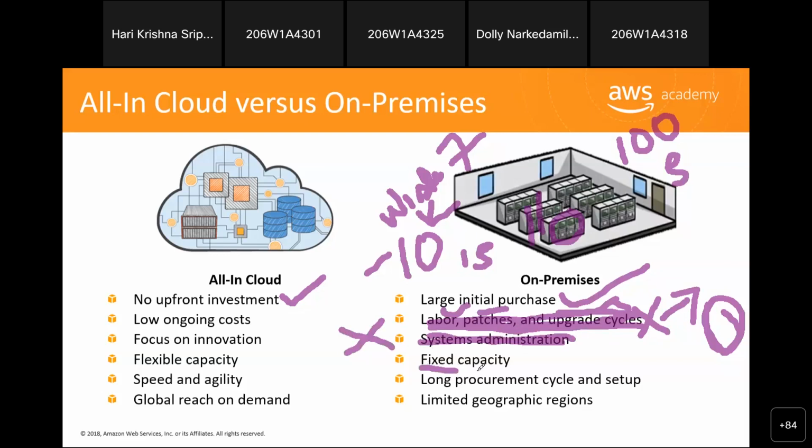And fixed capacity. So here, if we have 100 servers, we can use only 100 servers. For example, if the need is more, we can't increase the size.